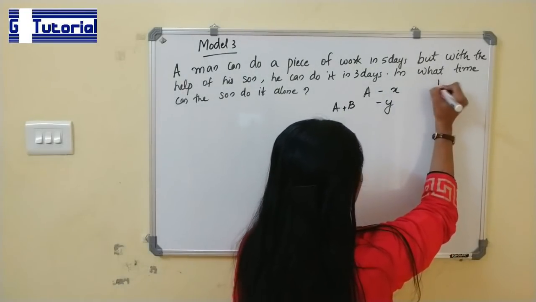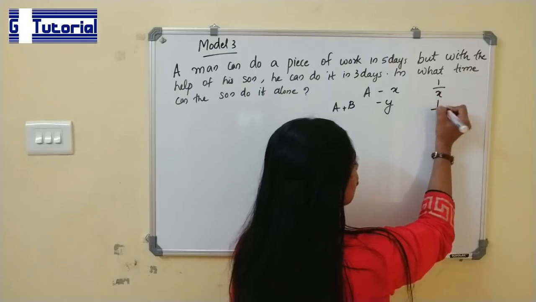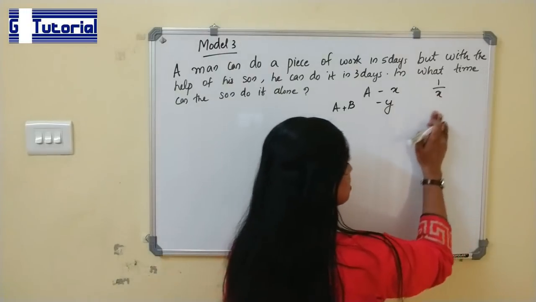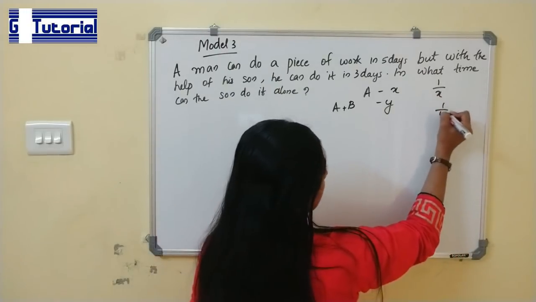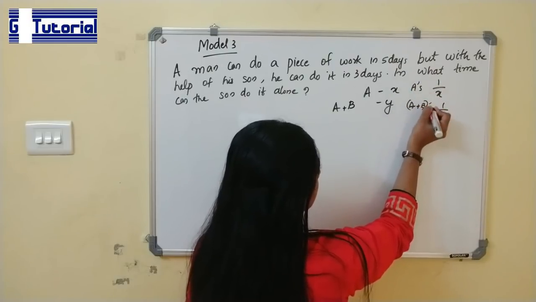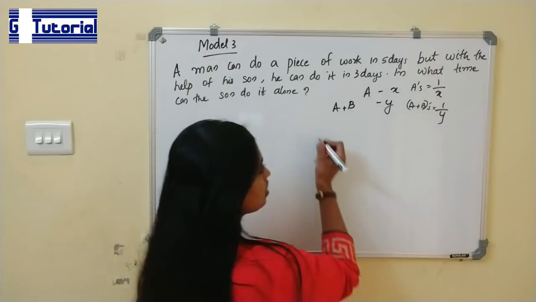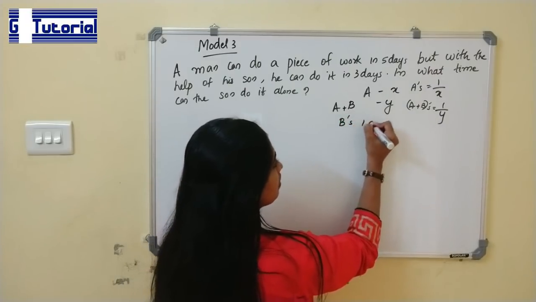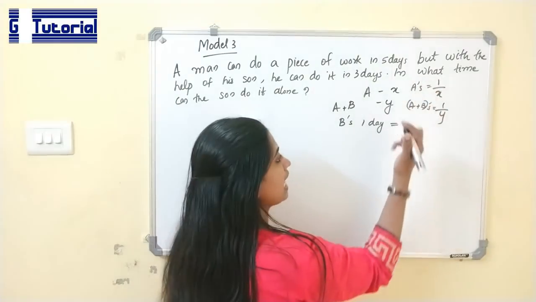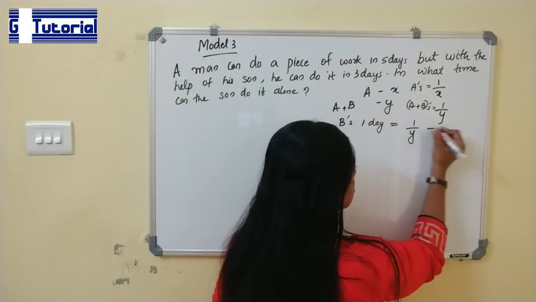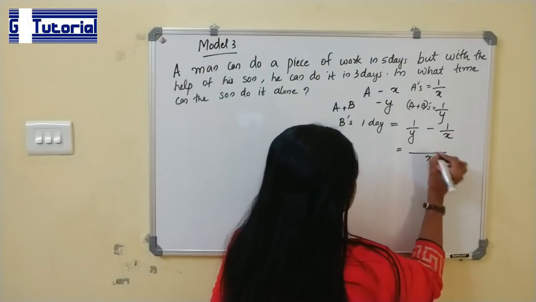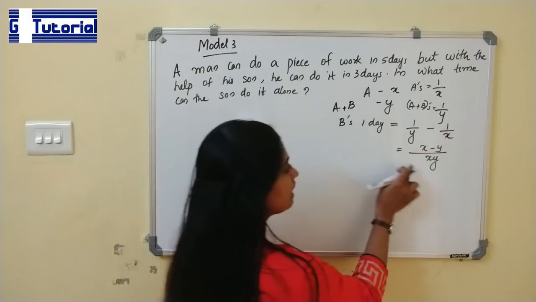A's 1 day's work is 1 by x. B's 1 day's work is 1 by y. Sorry, A plus B's 1 day's work is 1 by y. So, B's 1 day's work is given by A plus B's 1 day's work minus A's 1 day's work. So, it is 1 by y minus 1 by x. Let us solve this. xy is the LCM. So it is x minus y by xy. This is B's 1 day's work.